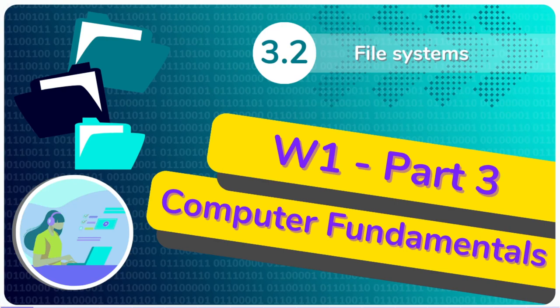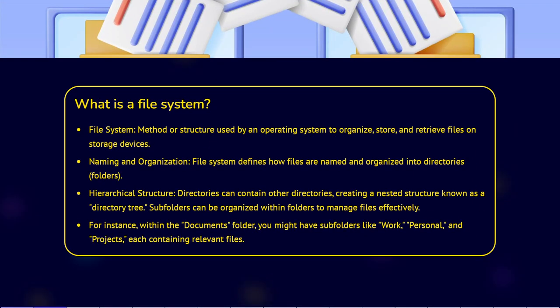In this presentation, we will take a look at file systems, files, and folders. What exactly is a file system? A file system is a method or structure used by an operating system to organize, store, and retrieve files on a storage device such as a hard drive or solid-state drive. It defines how files are named, organized into directories, also called folders, and stored on the storage media.